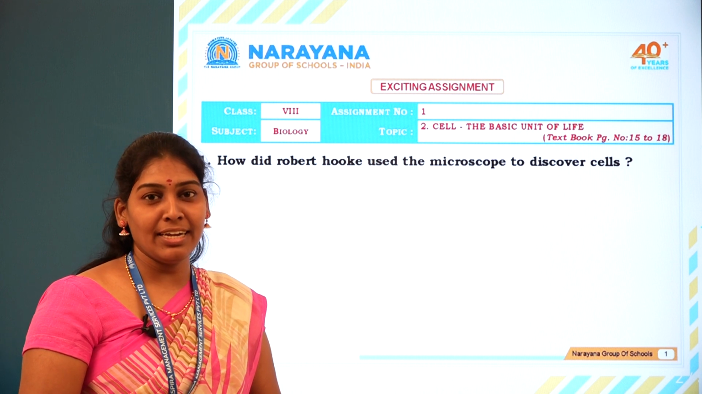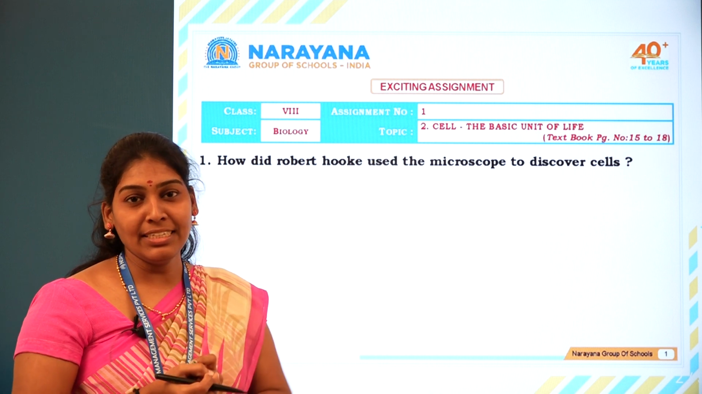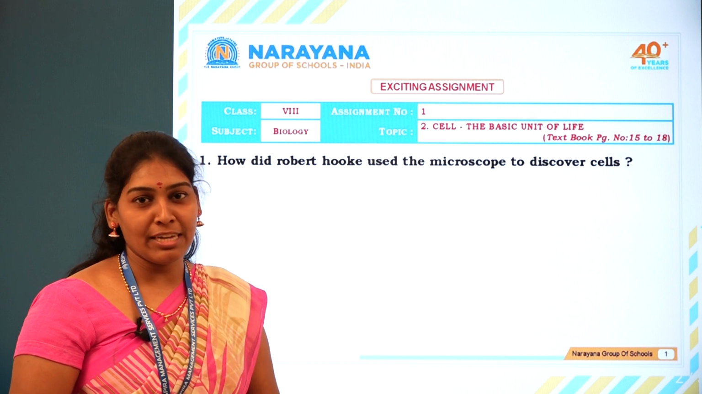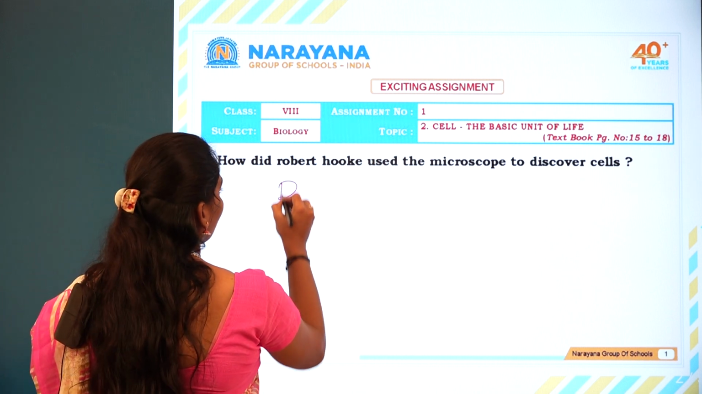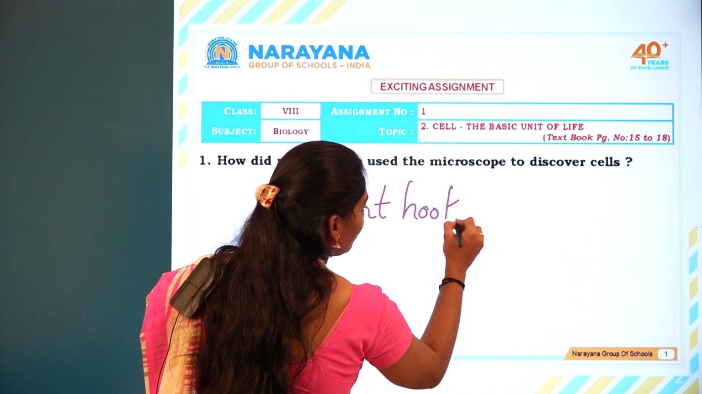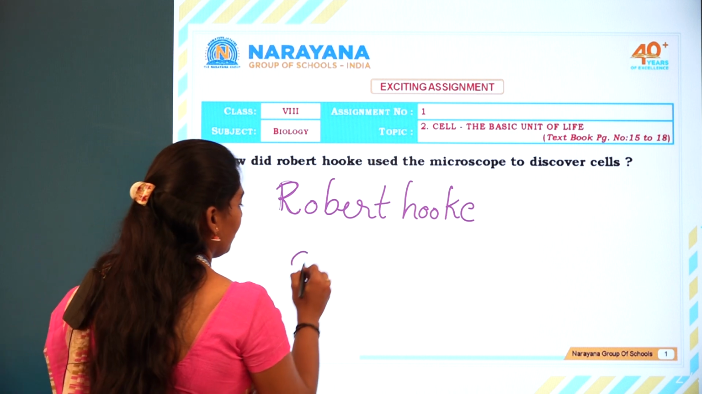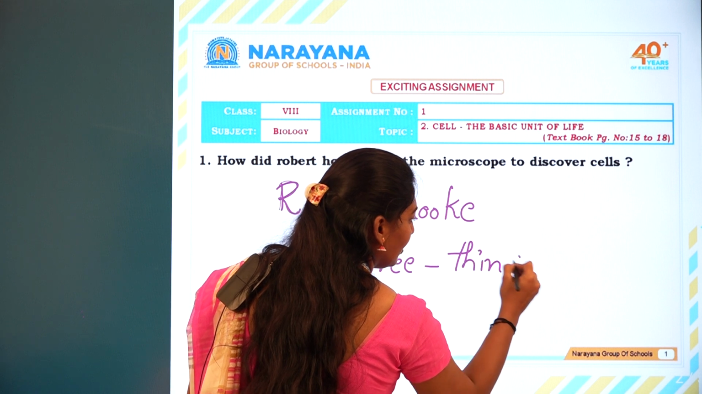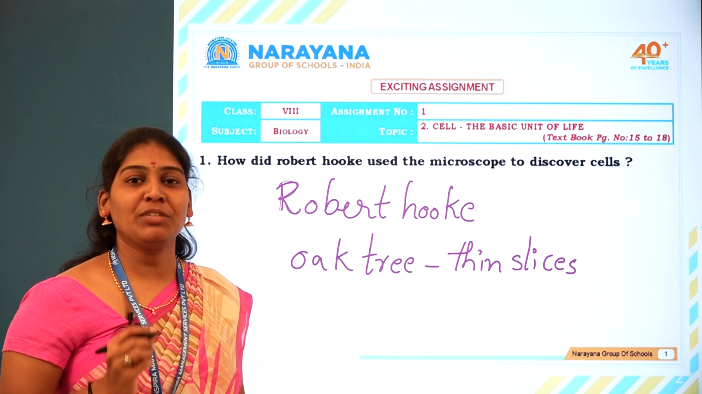He was one of the British scientists, and he took thin slices of the bark of an oak tree and observed them with a simple magnifying lens which was made by himself.